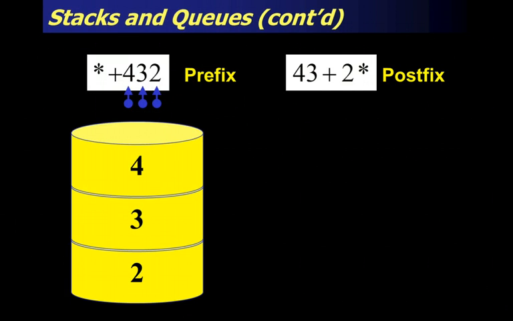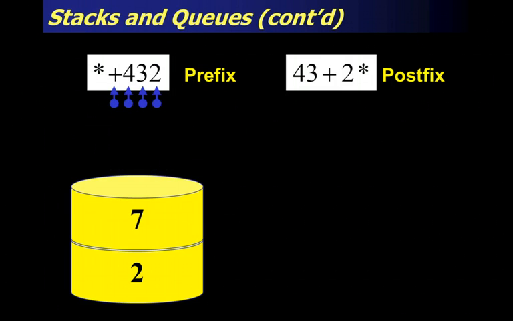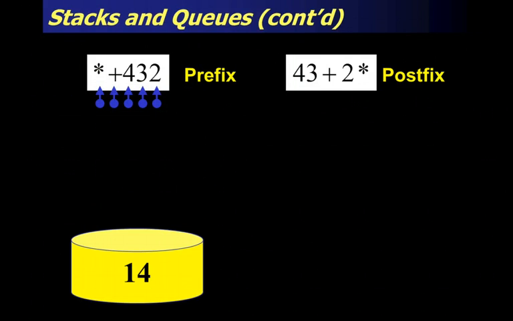When I encounter an operator, I pop 2 off the stack, perform the operation, put the result on the stack. Then I keep reading. Next thing I read is an operator. Pop 2 off the stack, put the result on the stack. I have no more input here, so whatever's left on the stack is my final answer.